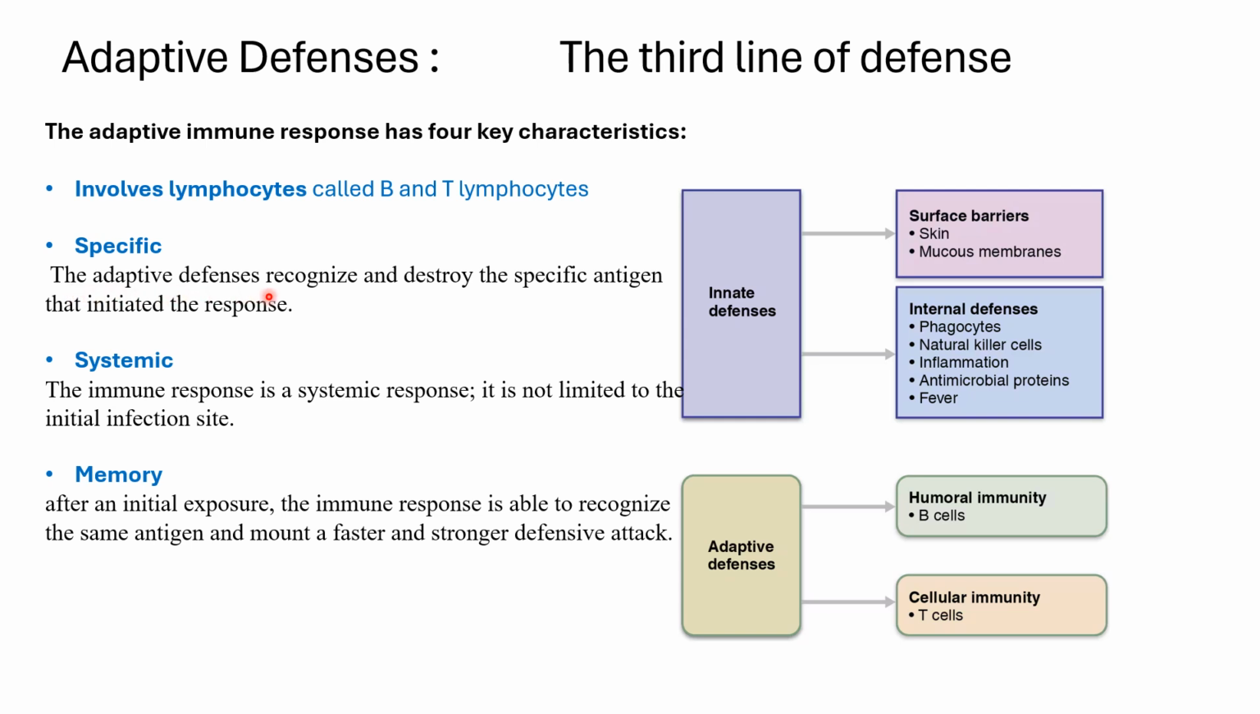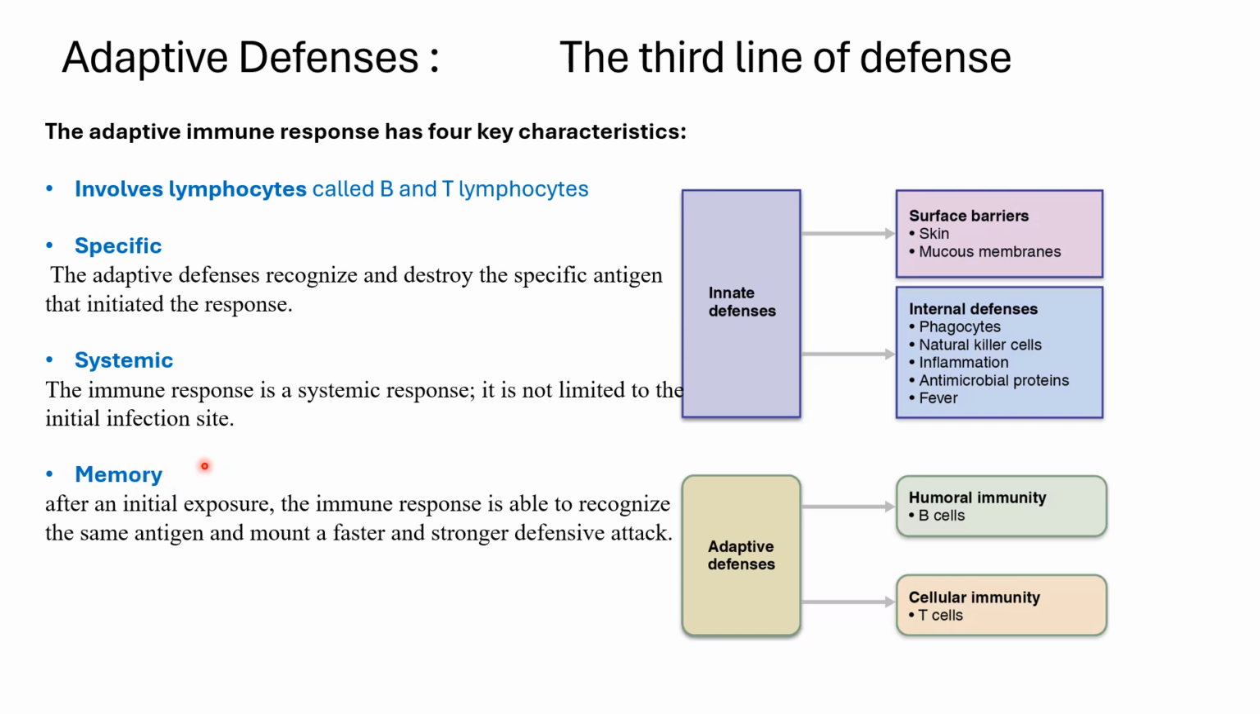The adaptive defenses recognize and destroy the specific antigen that initiated the response. They do not attack any antigen. They only attack the specific antigen which initially provoked the response. And then this is systemic, right? Our innate defenses, like we talked about with inflammation, its purpose is to keep the pathogen and the injury localized. But the adaptive defenses are systemic. The immune response is a systemic response. It is not limited to the initial infection site.